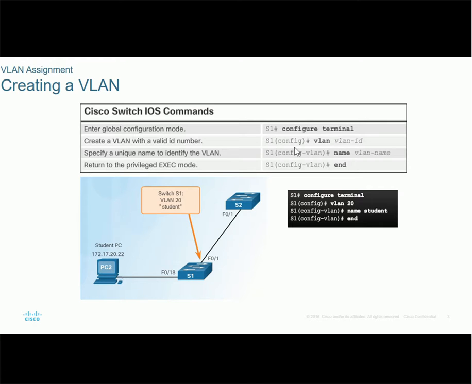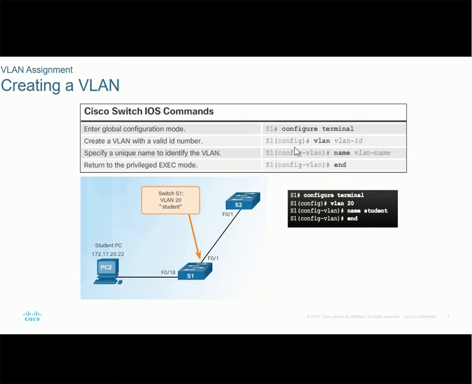So configure terminal, vlan, we give the VLAN ID which is 20, and we give the VLAN a name. We specify a unique name to identify what this VLAN is. A number itself does not really help, but if we give a name, that name helps us to identify what particular network this VLAN serves. So we give this the name student, and then the keyword end takes us back to the privileged exec mode. If you just type exit, it takes you out of the VLAN config mode and back into global config mode again. When you type end, it takes you directly back to privileged exec mode.